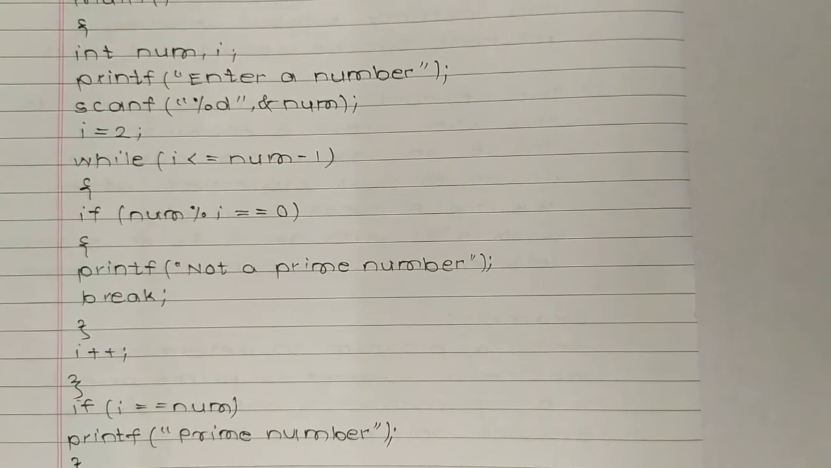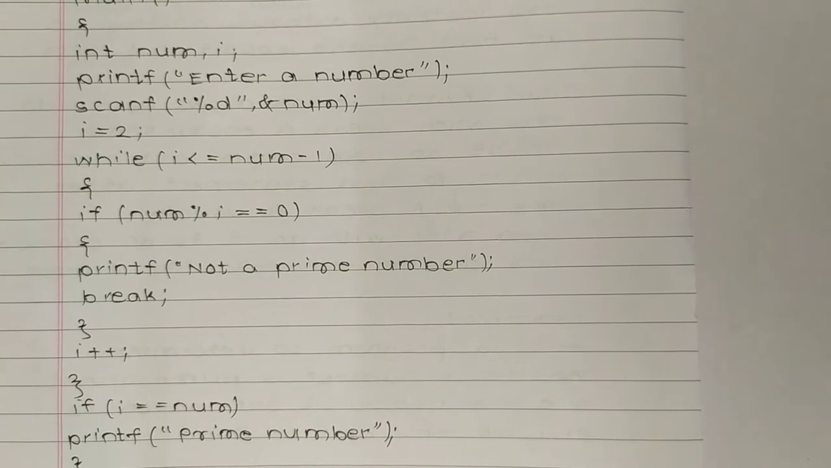After that, we are writing i plus plus, that is incrementing i. Now if i is equal to num, printf prime number. So this was the program in which break was used. So it is breaking the flow.